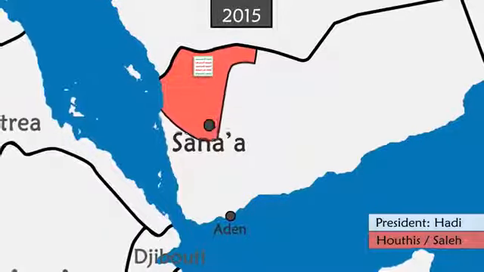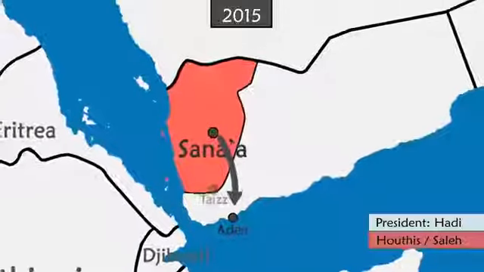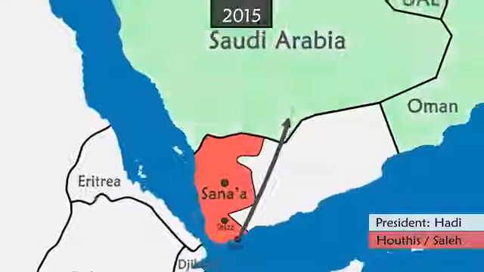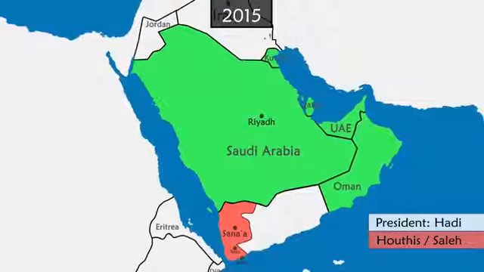Together, they conquer Sana'a, forcing Hadi to flee to Aden and then to Saudi Arabia. The Gulf Cooperation Council condemns what it calls a coup.